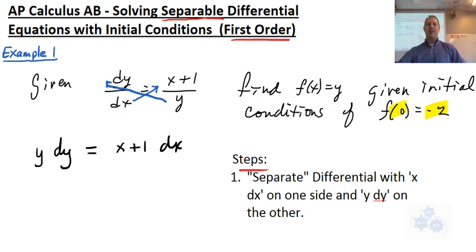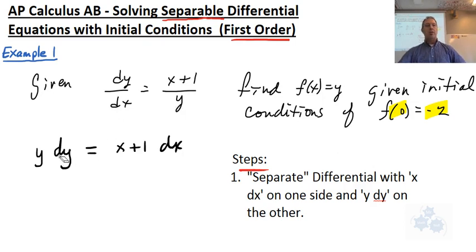All right, so the question was, what is the dy dx again? That is Leibniz notation for the derivative. So the derivative of y with respect to x is actually defined as x plus 1 over y. The derivative is expressed in terms of x and y.